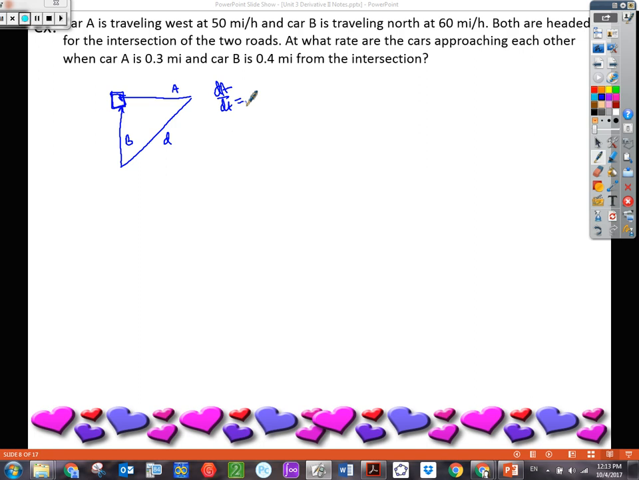So what's going on? Cars are approaching a particular fixed point, this intersection. Is the distance between the car and the intersection increasing or decreasing? It's decreasing. So we need to focus on that. Problems are going to have a focal point. What's our focal point? They're headed towards the intersection. The distance is decreasing between them and the intersection, so that velocity is going to be negative. It's going to be a negative number because the distance is decreasing.